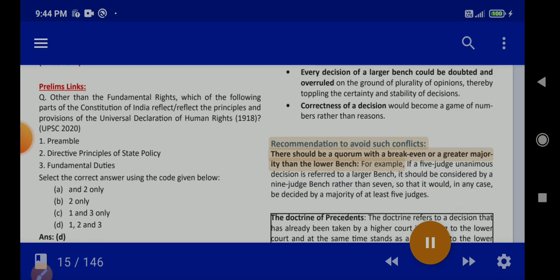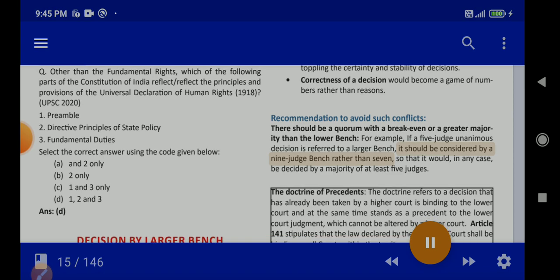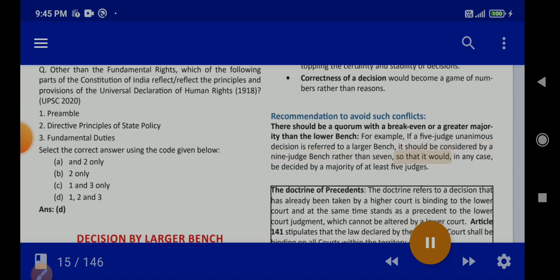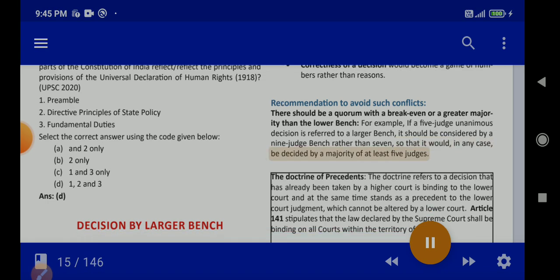Recommendation to avoid such conflicts: there should be a quorum with a break-even or a greater majority than the lower bench. For example, if a 5-judge unanimous decision is referred to a larger bench, it should be considered by a 9-judge bench rather than 7, so that it would, in any case, be decided by a majority of at least 5 judges.